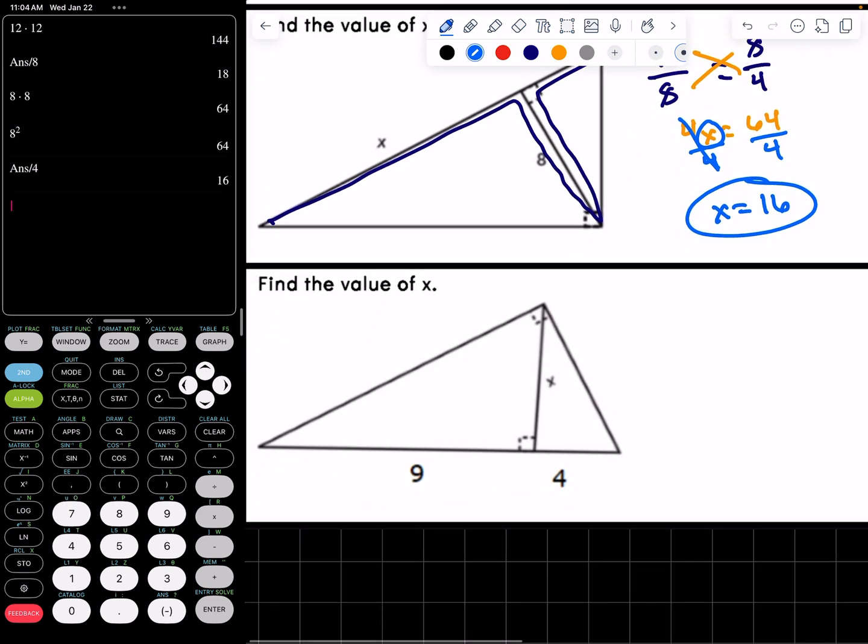Okay, let's take a look at this one. We've got 9 over x equals x over 4. This one's a little bit trickier, nothing too crazy, but it is a little bit trickier because we have x squared. Fortunately, 9 times 4 equals 36.